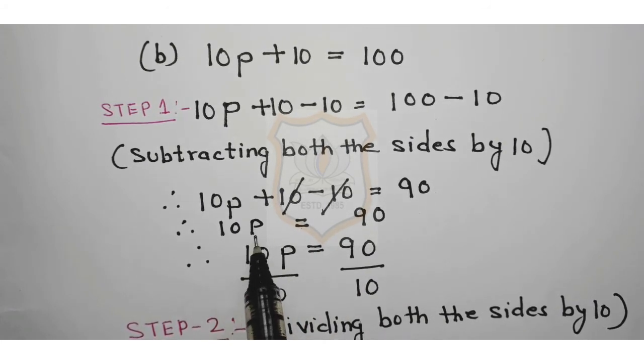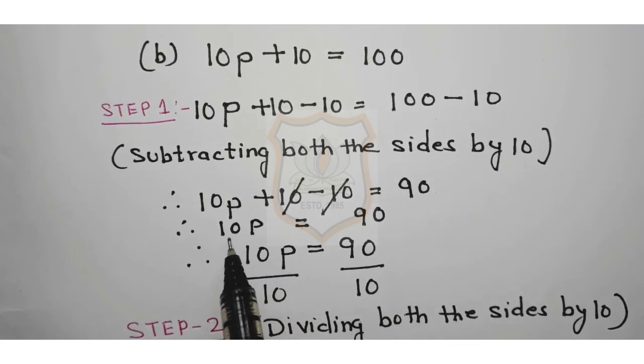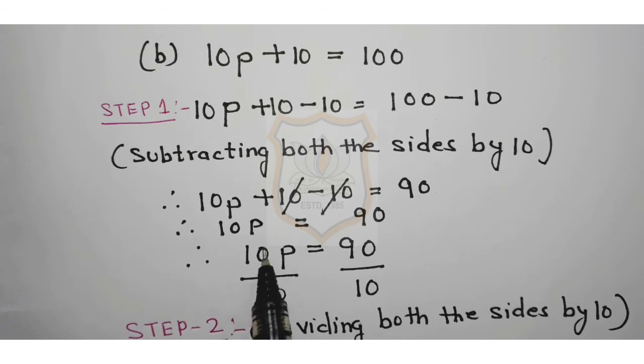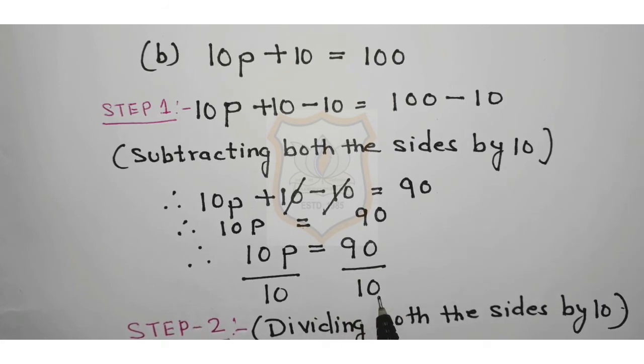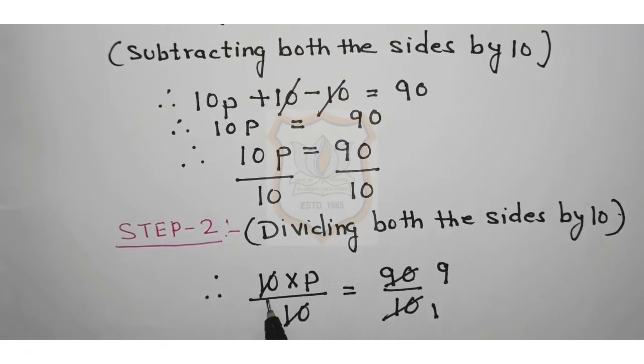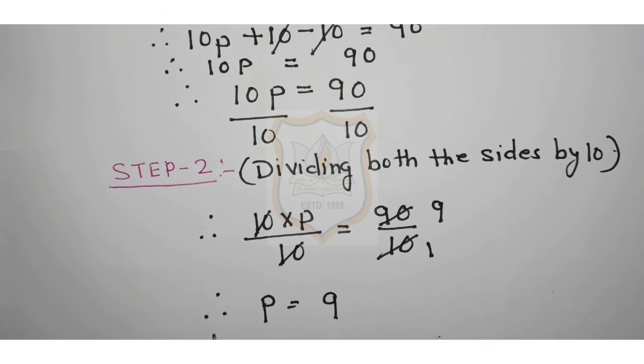Now this 10p is equal to 90. Now the second step is we have to separate this 10 from p. To separate this 10 from p, we will divide both sides of the equation by 10, that is step 2. So 10p upon 10 is equal to 90 upon 10. Therefore 10 into p upon 10 is equal to 90 upon 10. The 10s both cancel out, and 10 ones are 10 and 10 nines are 90. Therefore the value of p is equal to 9.